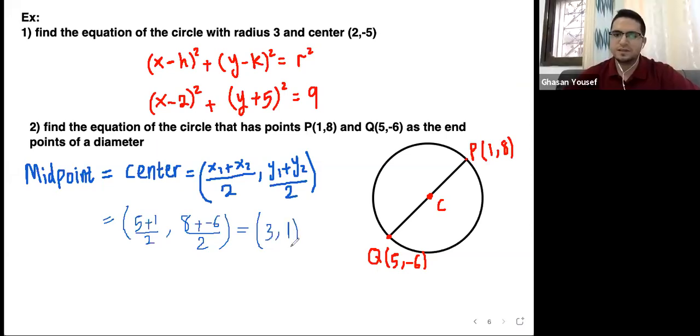So this is my center. Actually, I find the center: C is equal to 3, comma 1. How did I find it? By the midpoint formula. I add the x coordinates to each other and divide by 2, and the same thing for the y: I add the y coordinates and divide by 2. So I get 3, comma 1. This is my center. Now, how can I find the radius?